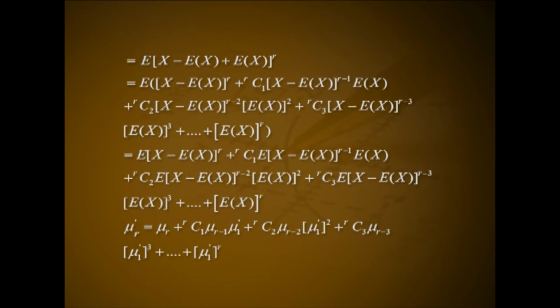That is mu r dash equal to mu r plus rC1 mu r minus 1 into mu 1 dash plus rC2 mu r minus 2 into (mu 1 dash) the square plus rC3 mu r minus 3 into (mu 1 dash) the cube plus etc. plus (mu 1 dash) the raised to r.